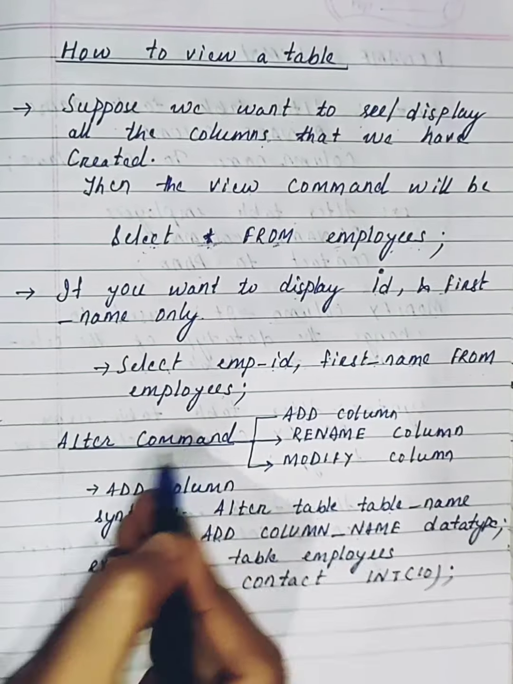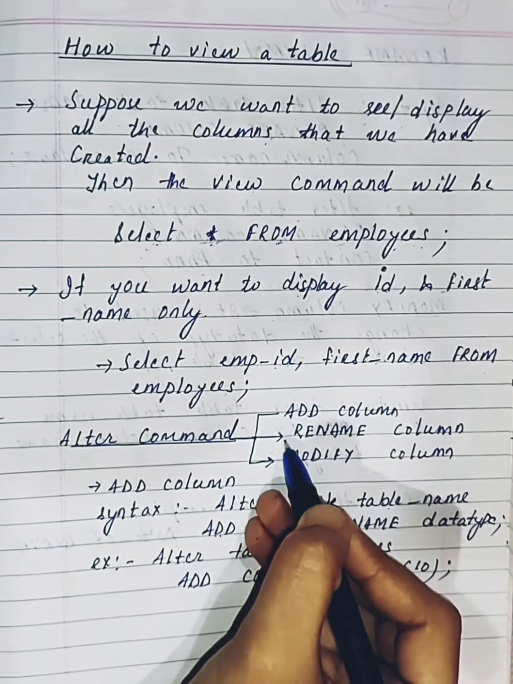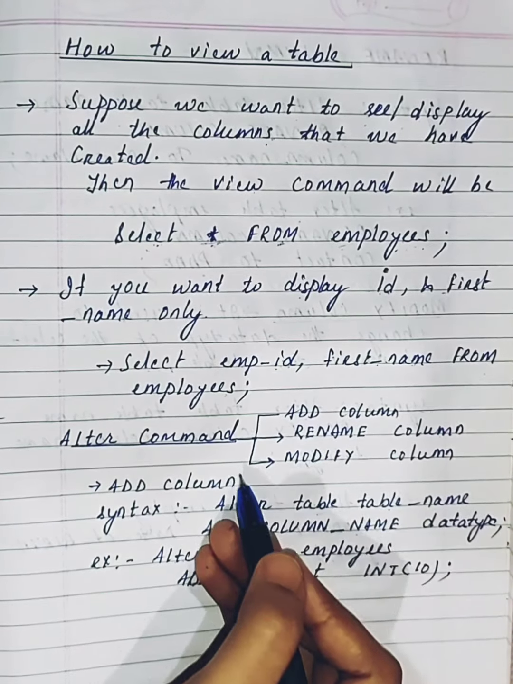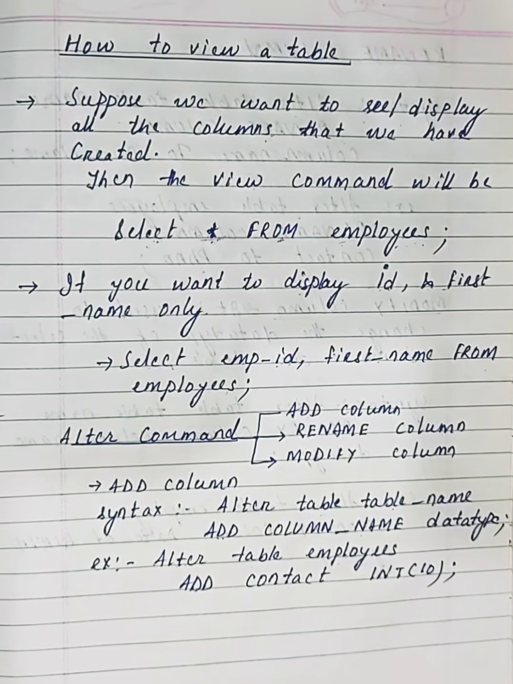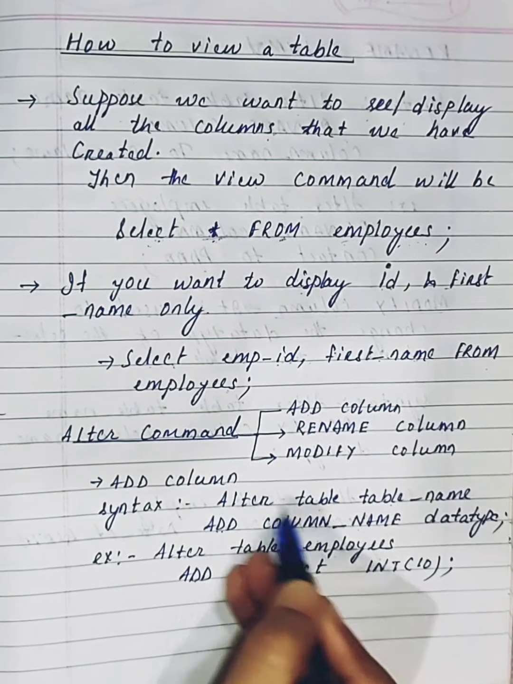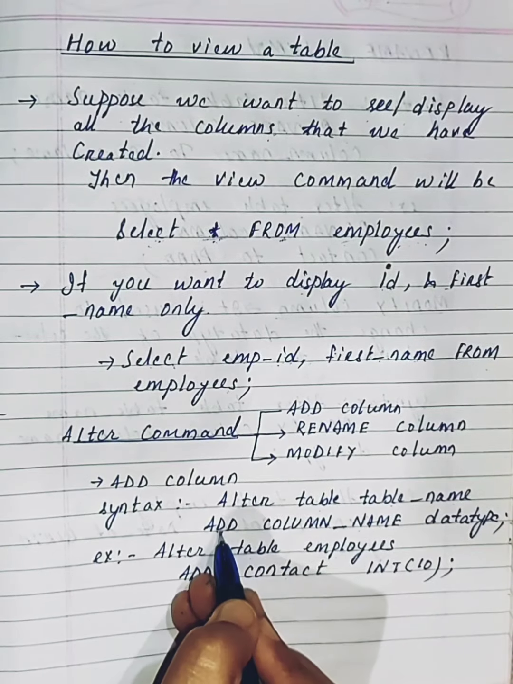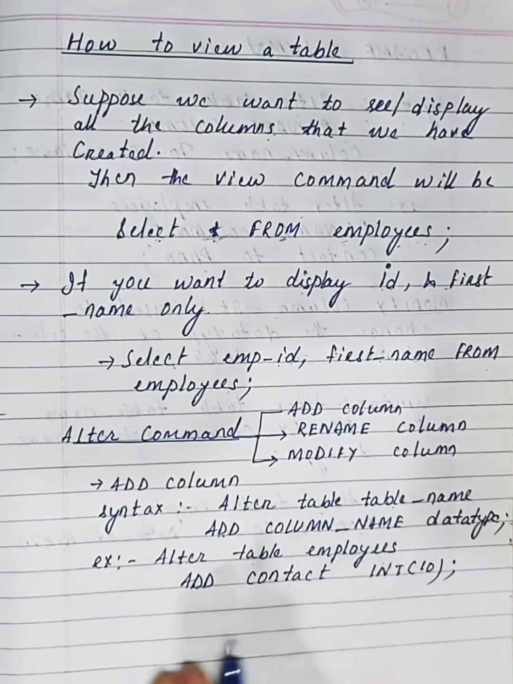Now moving ahead to alter command. Alter command is further of 3 types, that is add column, rename column, then modify column. Starting with add column. Add column is used to add a new column in the table. Now moving ahead to the syntax, that is alter table, table name, then add, then the column name that we want to create, then data type.